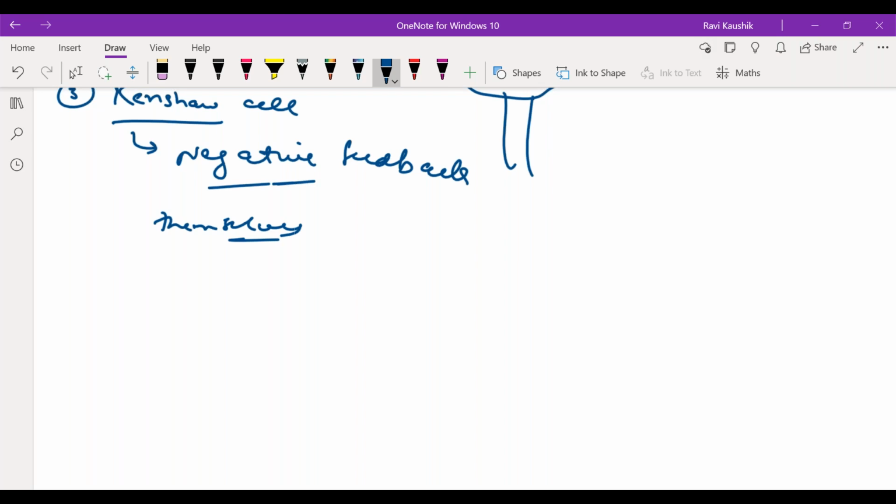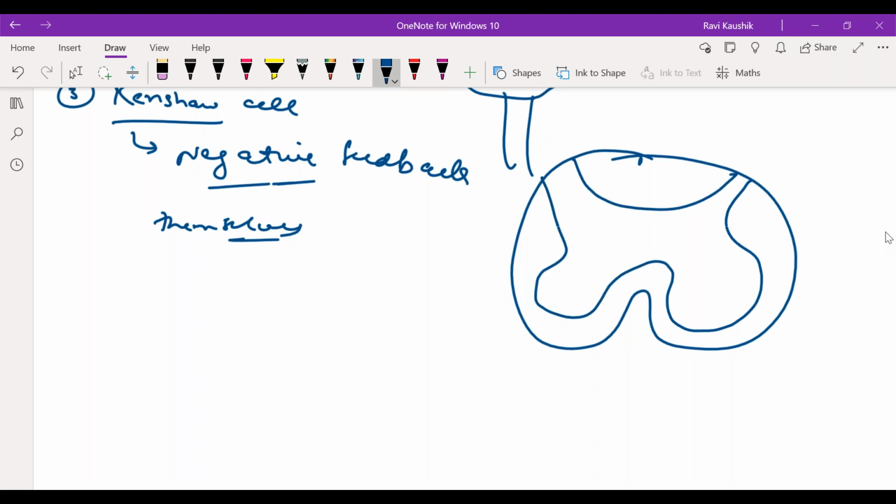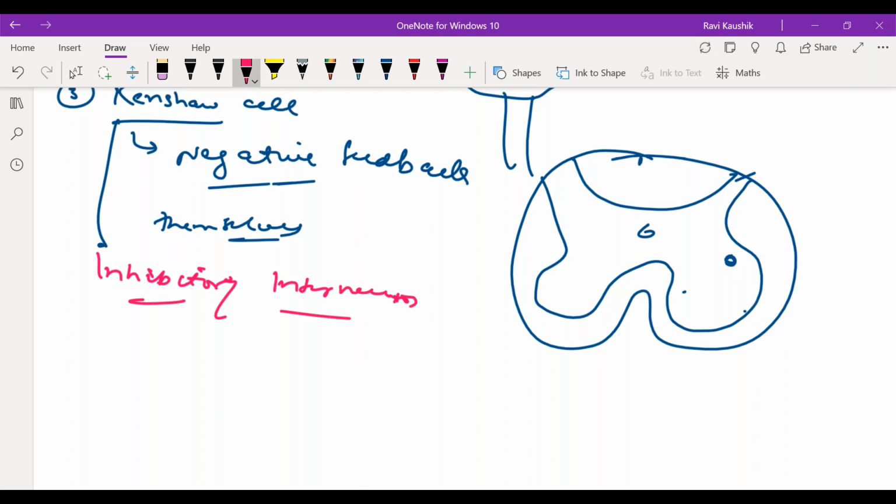So how do they do it? Let us say this is again your spinal cord, right? And this is the ventral horn. This is the dorsal horn. This is the ventral horn, right? And here there is a motor neuron, right? So herein there is a Renshaw cell, and the Renshaw cell is an inhibitory interneuron. It is nothing but an inhibitory interneuron, right?